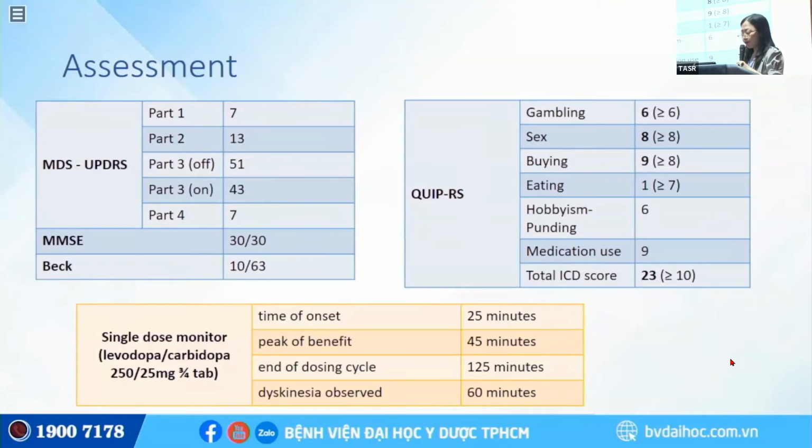And to assess the complaints of the patient and his caregiver, we use the QUIP-RS diagnosis tool recommended by MDS, and we found 2 behaviors related to impulse control disorder, as mentioned by the doctor. Those behaviors include gambling, hypersexuality, and compulsive buying.